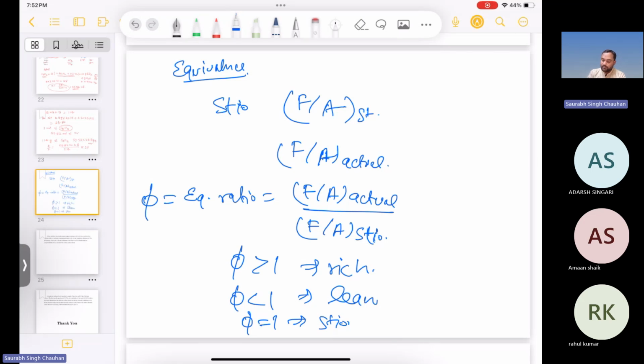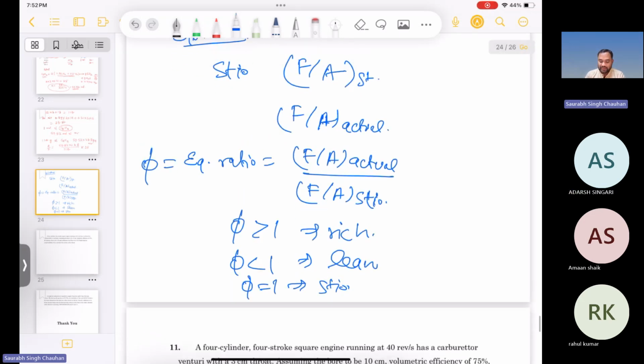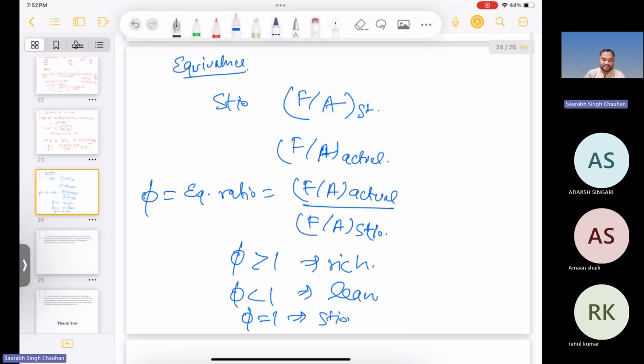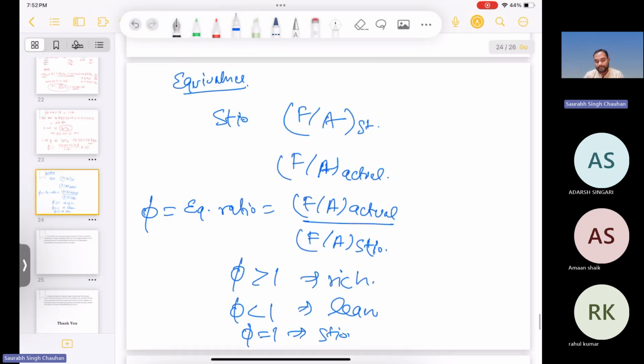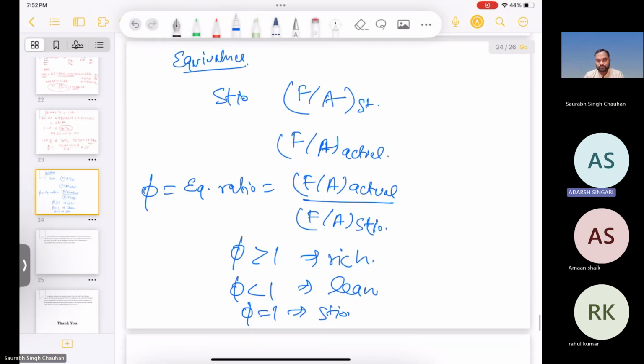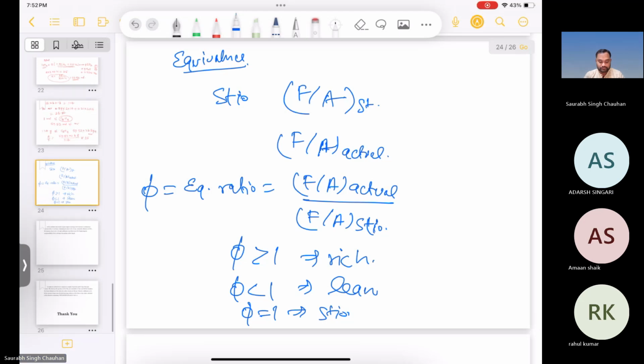Here we are using fuel by air. If you want to use air by fuel, it will just be the reciprocal of this. Not excess air ratio, just call it air fuel ratio. Excess air ratio is something different. So the basic things are the same, just different names. Okay, got it.